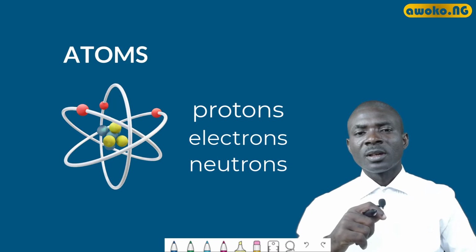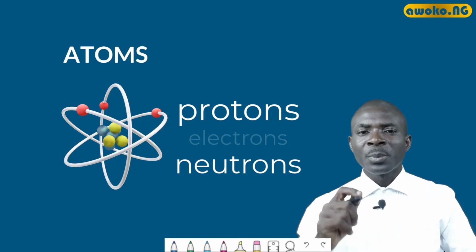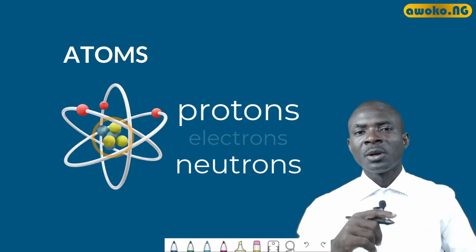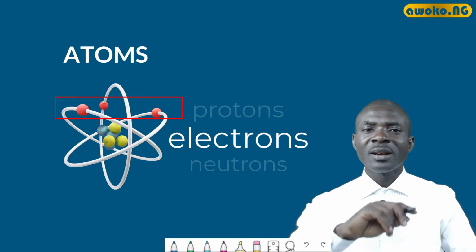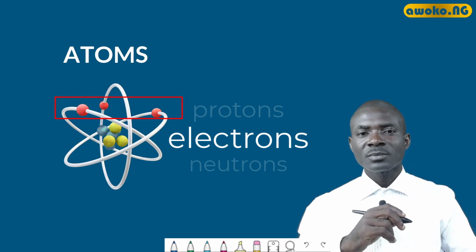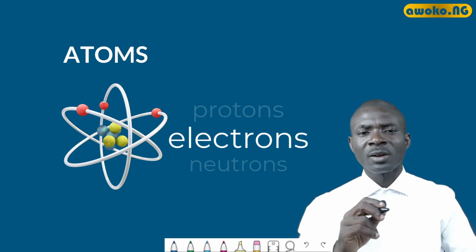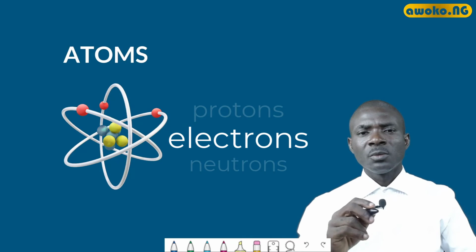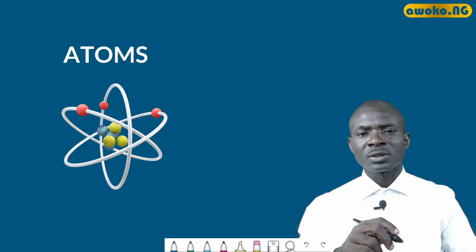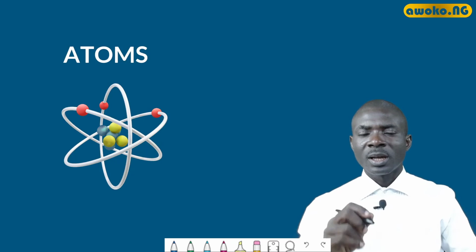The neutrons and the protons are positioned in the center, the nucleus, of an atom, while the electrons are revolving around the atom in an orbital manner, or in the form of an orbit. We said in any atom there are equal numbers of protons and electrons. So we can conclude by saying in every atom, protons equal electrons.